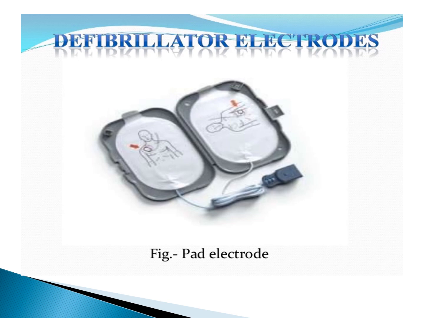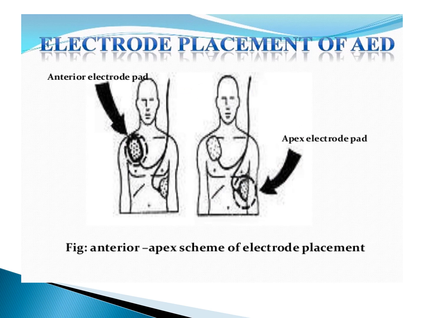Defibrillator electrodes, the pad type: you can see this is the one which will mainly be kept inside the first aid kit, and which they will carry whenever they are going somewhere. And for electrode placement of the automatic external defibrillator, we will keep the electrodes anterior, on the apex of the heart.